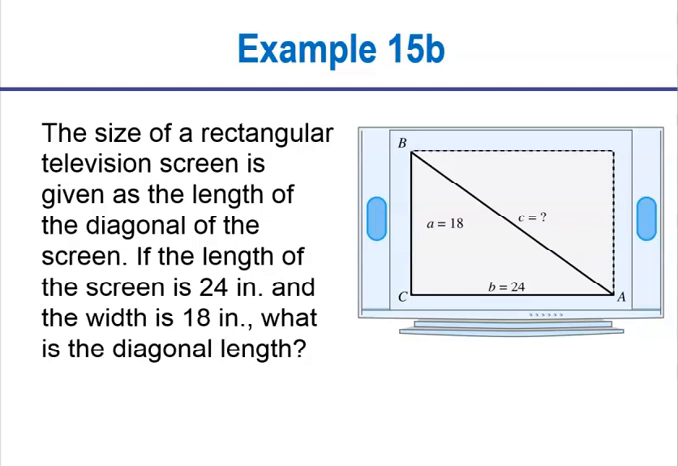So how did it go? You feel comfortable? It says the size of a rectangular television screen is given as the length of the diagonal of the screen. Okay, so we're talking about this length right here, and when you buy TVs, that is the case. If the length of the screen is 24 inches, so we know if this is 24 inches, and the width is 18 inches, notice, oh, they said the length is 24 inches. I'm not paying attention, and it's already labeled for us.